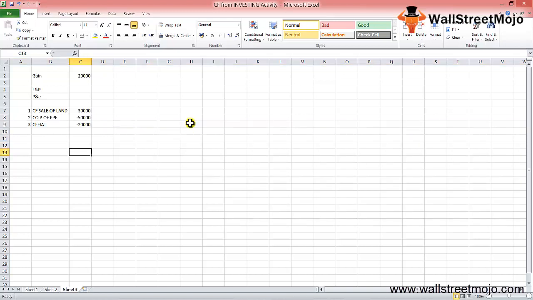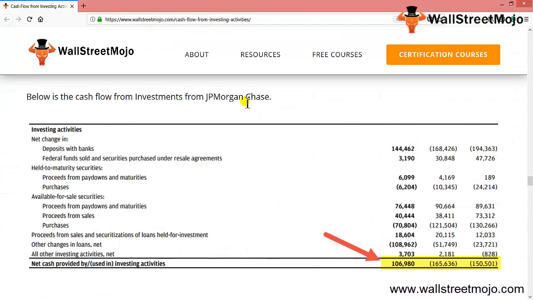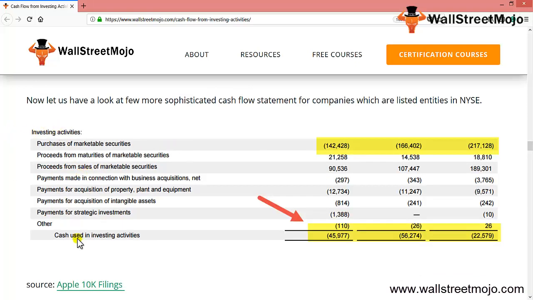Now we'll be discussing cash flow from the investing activity with an example, which we are going to discuss, of Apple. Let's have a look at a few more sophisticated cash flow statements for companies listed in NYSE. This is the template for Apple's case. The Apple cash flow from investing activity is an outflow of 45,977.